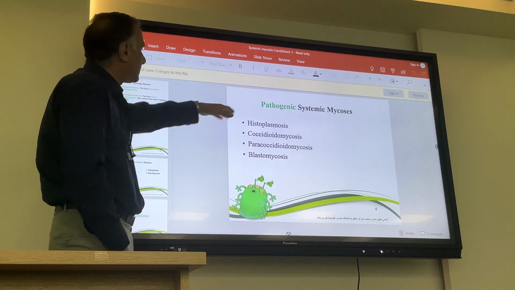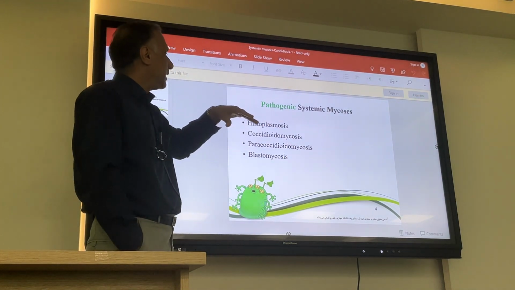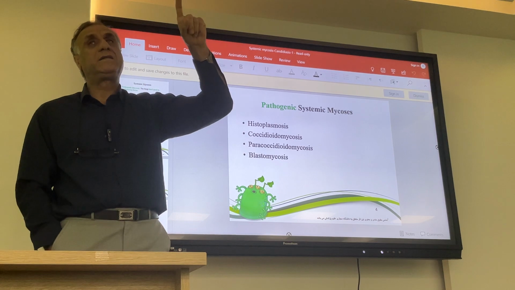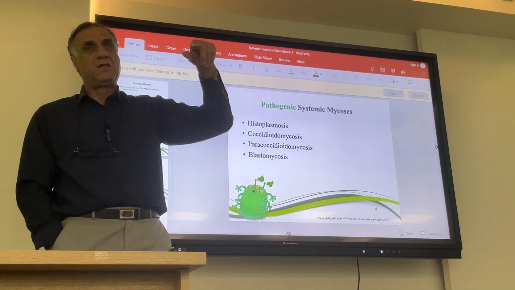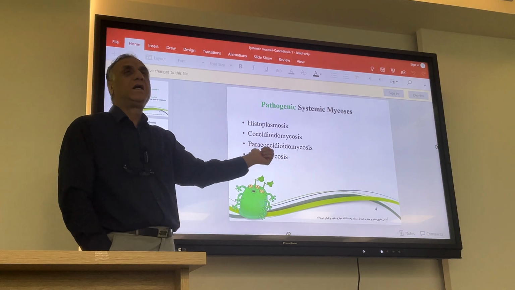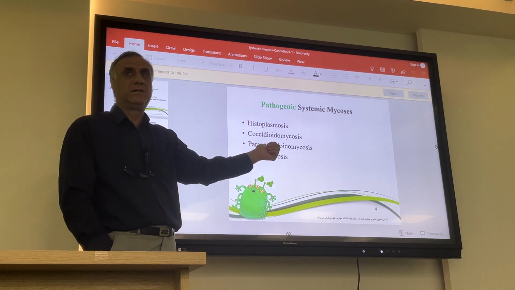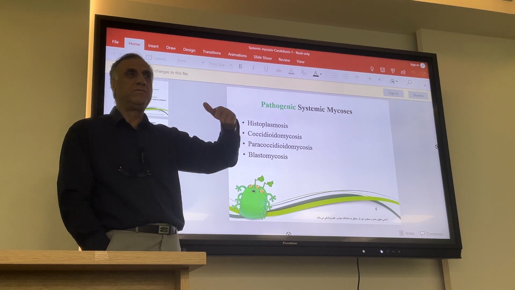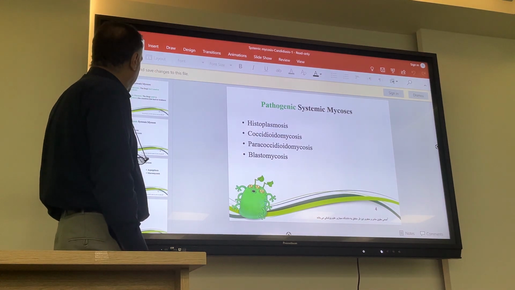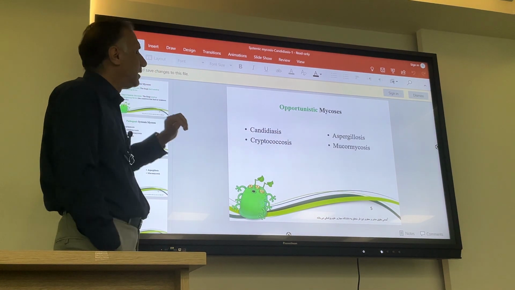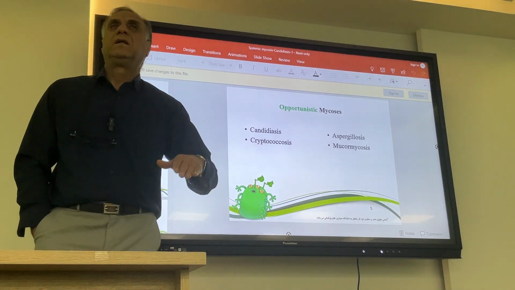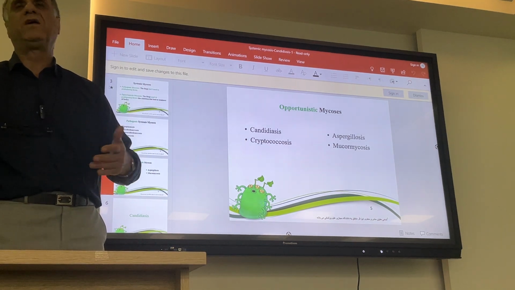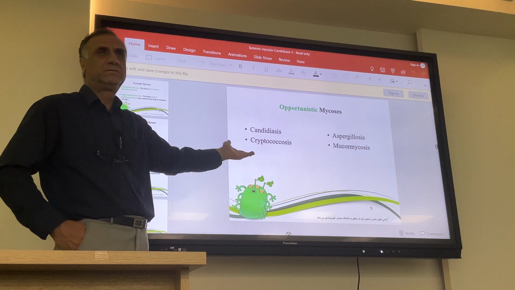But these pathogenic systemic mycoses are limited to some countries, for example, Africa and South America. You find these infections in South America and Africa, and usually there isn't this infection in the Middle East. But opportunistic mycosis has worldwide distribution. You can find it in each country, also in your country.